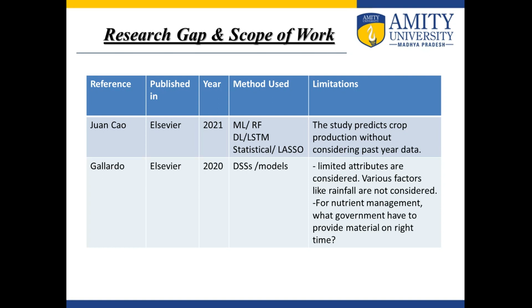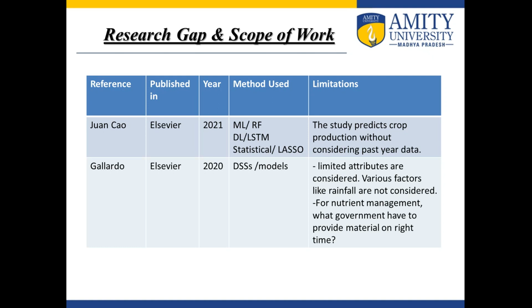So the first paper is from Juan Cow, published in Elsevier in 2021 itself. The methods used here are the machine learning method, the random forest method in machine learning, the LSTM method in deep learning, and the lasso in statistics. So basically the idea is to produce a crop.